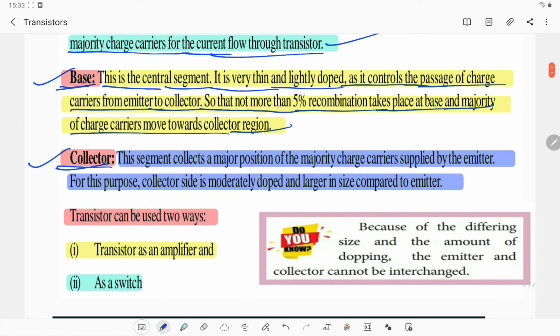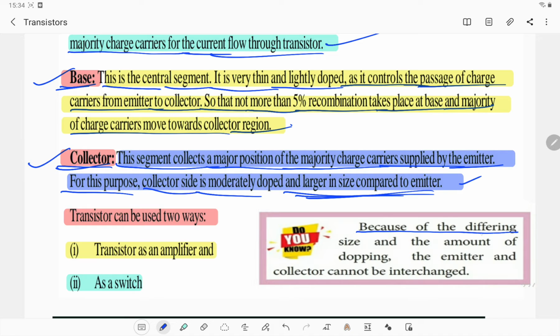Next one, collector. This segment collects the major portion of the majority charge carriers supplied by the emitter. For this purpose, the collector side is moderately doped and large in size compared to the emitter. See here, one important point. Because of the differing size and amount of doping, the emitter and collector cannot be interchanged. Therefore, the emitter is always towards the left side and the collector is always towards the right side.